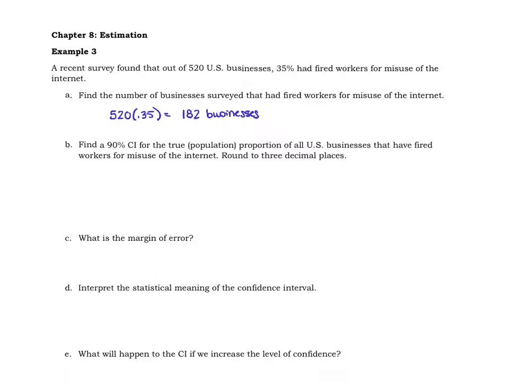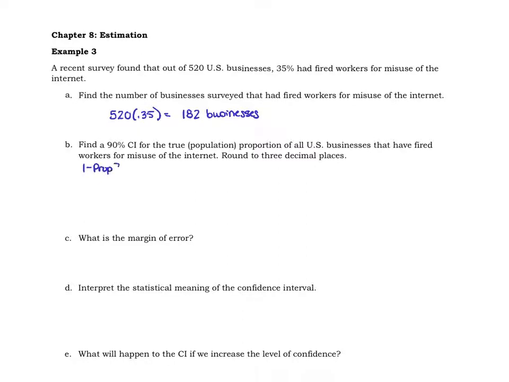Okay, well, why is that important? Well, because in order to find the confidence interval on our calculator, we need to know what X is. How many businesses responded in such a manner? In this case, yes, I fired somebody for that. We need to know the number of businesses, not the percentage or proportion. So this time we're going to find a 90% confidence interval for the true population proportion of businesses that have fired someone for misusing the internet.